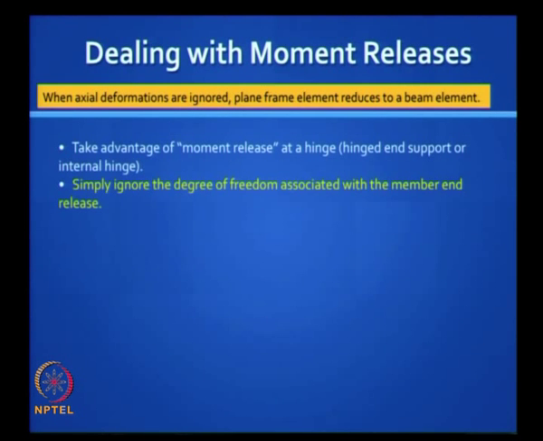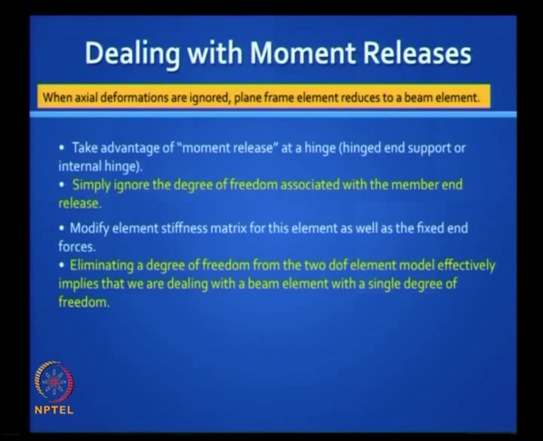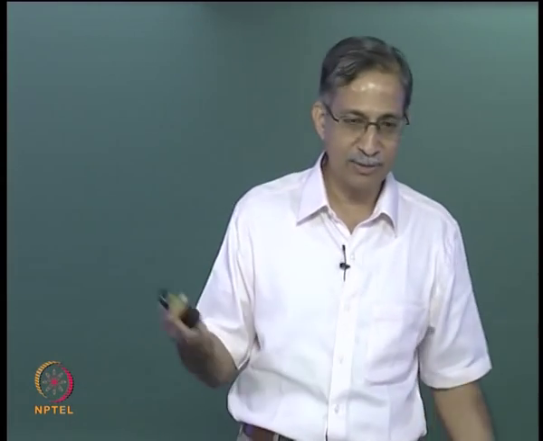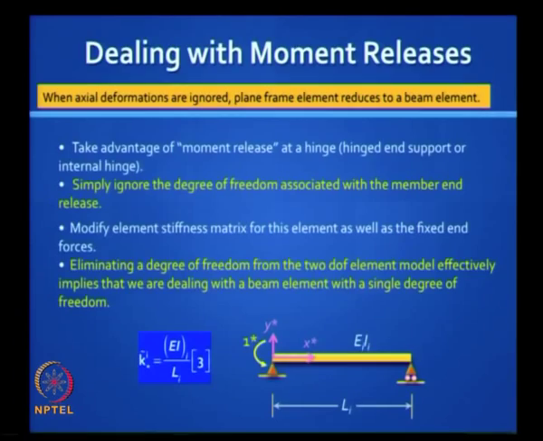Next topic: how do you deal with moment releases? When axial deformations are ignored, a plane frame element reduces to a beam element. So we can take advantage of moment release at a hinged end or support or internal hinge. We do what we did for the beam. That means you ignore the degree of freedom associated with it and modify the element stiffness. 4EI/L becomes 3EI/L, and you have only 1 degree of freedom. If the other end is hinged, if it's a guided fix, you know it's going to be EI/L. So we will do this. This is what we've done earlier. Let's demonstrate.